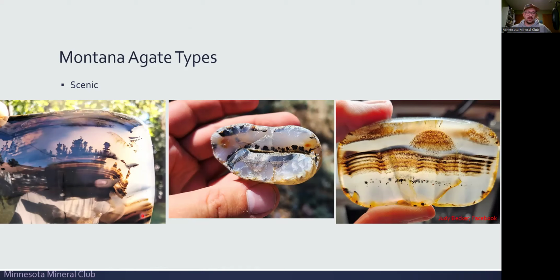Part of these scenic agates are patterns that people think look like a different scene. This one on the left, people have told me looks like a cliff on the Superior shoreline, with some trees and maybe the cliff falling into the lake. This one here looks like a sun with some trees. This one on the right could look like mountains, or people have thought it looks like ocean waves with a rising or setting sun as well.